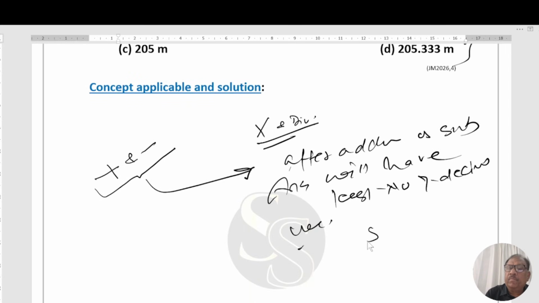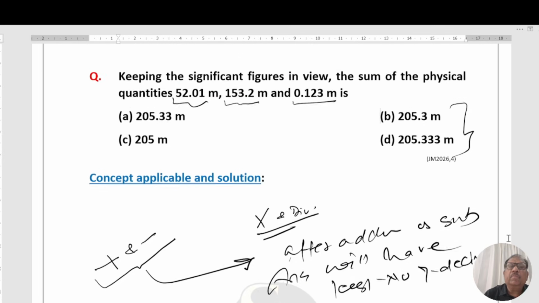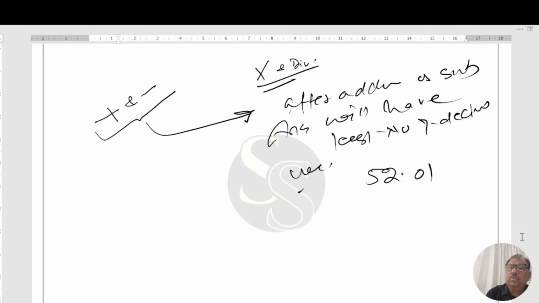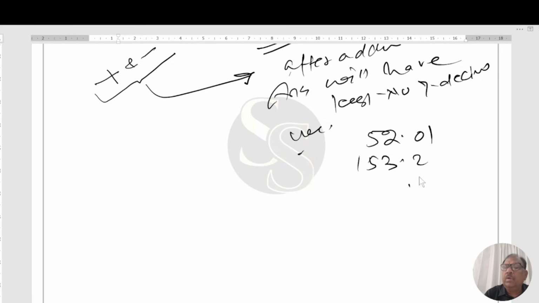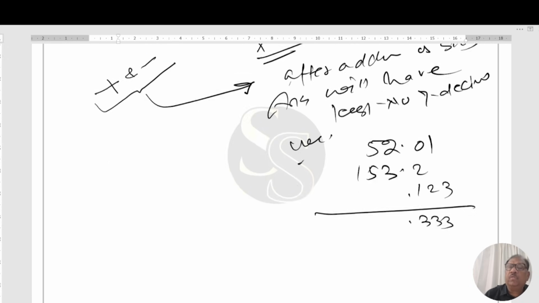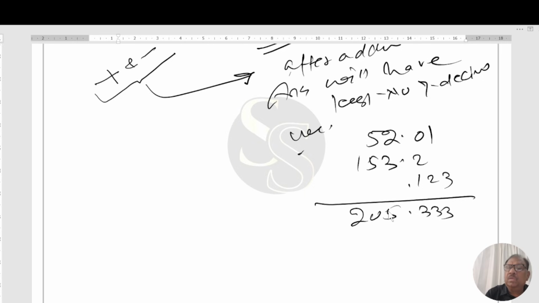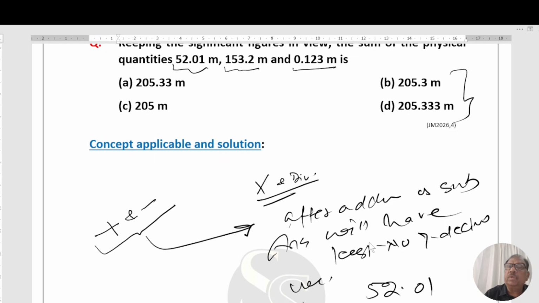Let me show it by adding: 52.01, 153.2 and 0.123. The sum comes out to be 205.333. So what will the answer be? We have to round it off to the least number of decimal places. The answer will be 205.3. It means B is the correct answer.